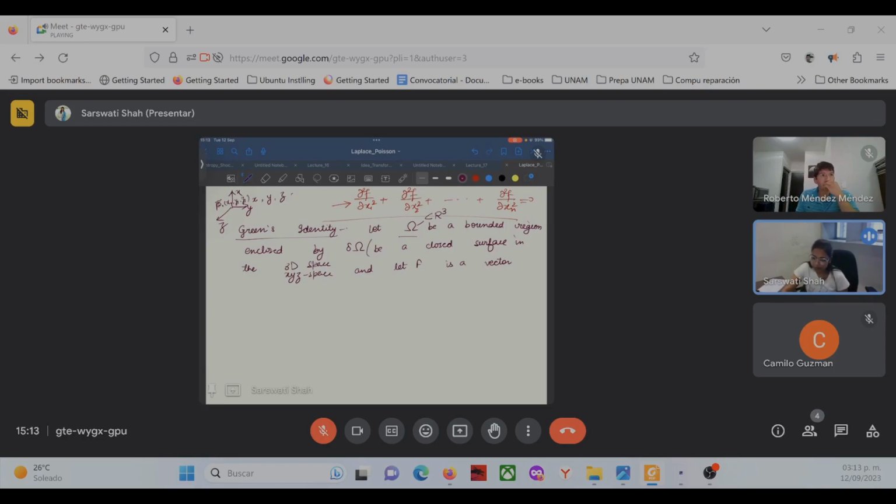So the vector belonging to C1, and suppose that F's first order derivative is continuous. It means F belongs to C1. Then Gauss divergence theorem.